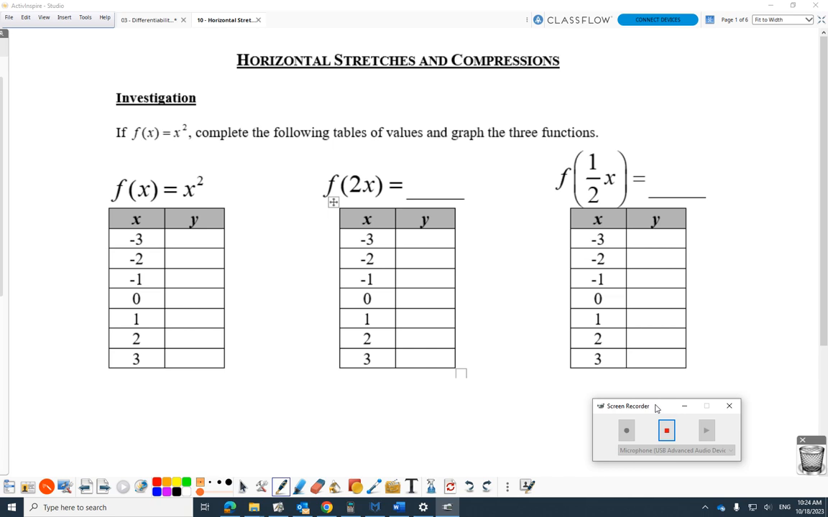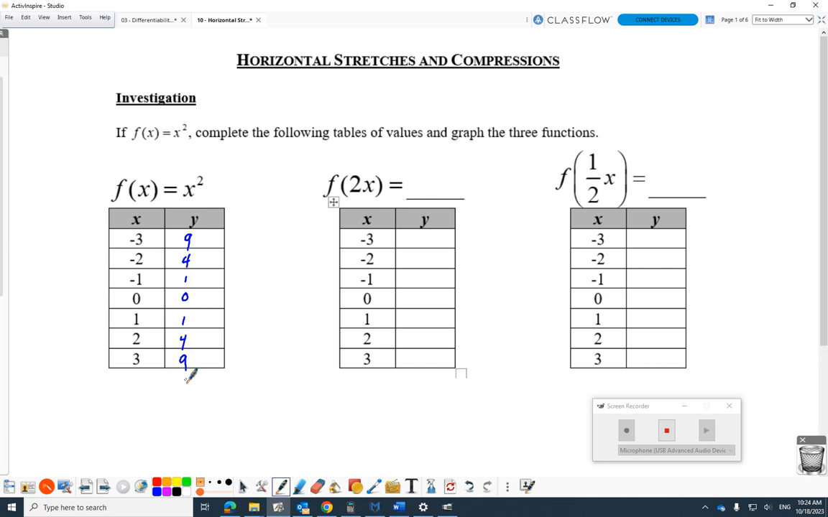So anyways, if f of x equals x squared, complete the following tables. Instead of using root x, I decided to use x squared today as my test function. So squaring all these numbers. Hopefully this is old news by now. 9, 4, 1, 0, 1, 4, 9. To build a table of values for y equals x squared, we don't need any special x values. Not like root x where we got to watch out for things.